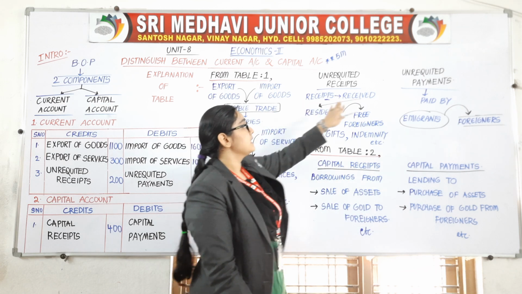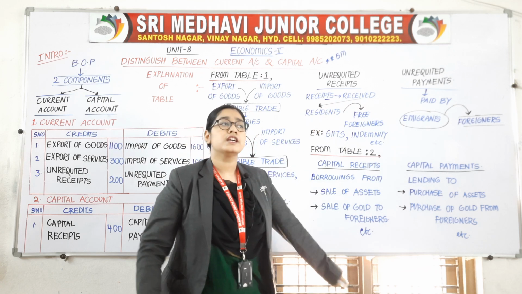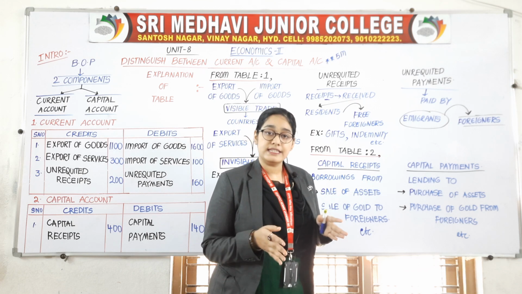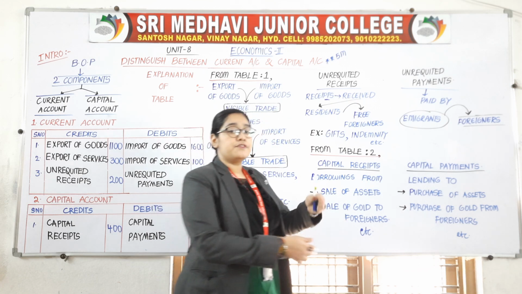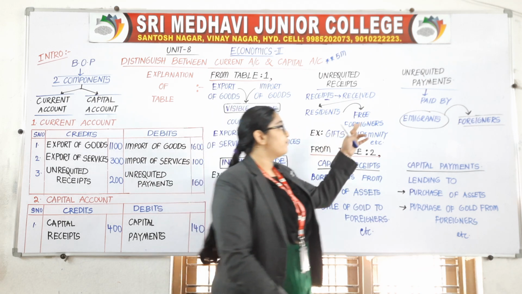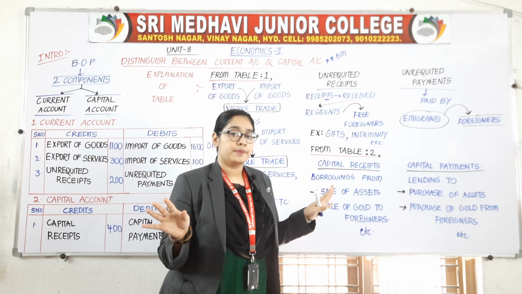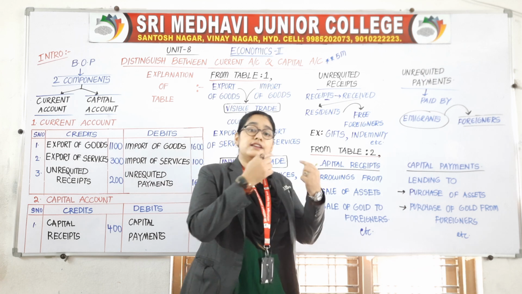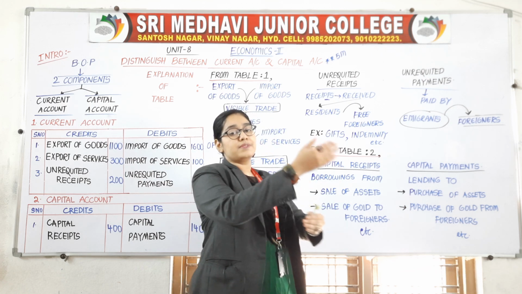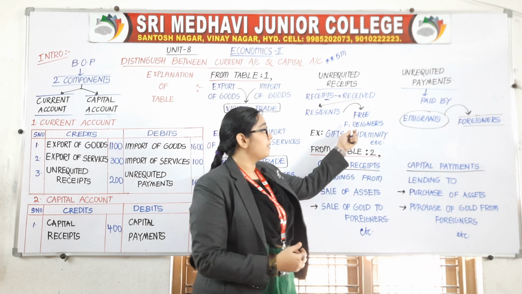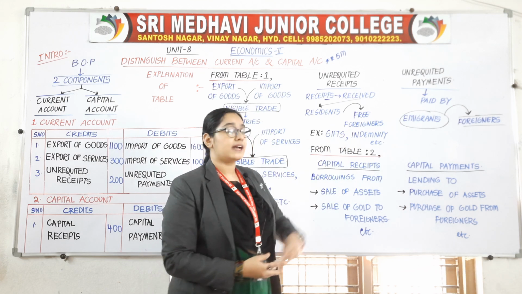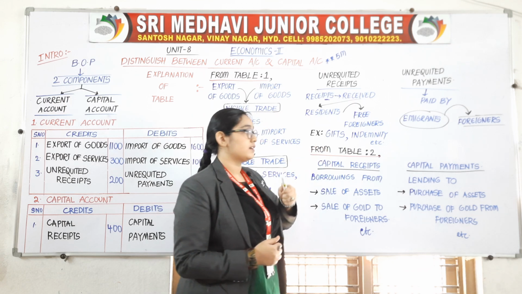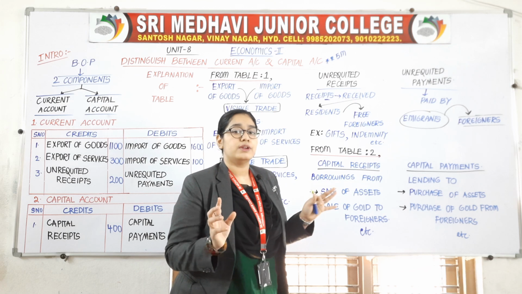So the receipts received by residents. Resident means, for example, we are living in India. So whenever the residents receive something free of cost from foreigners, it is termed as unrequited receipts. Now what is the example here? Gifts. For gifts, do we charge anything? No, it is free of cost.